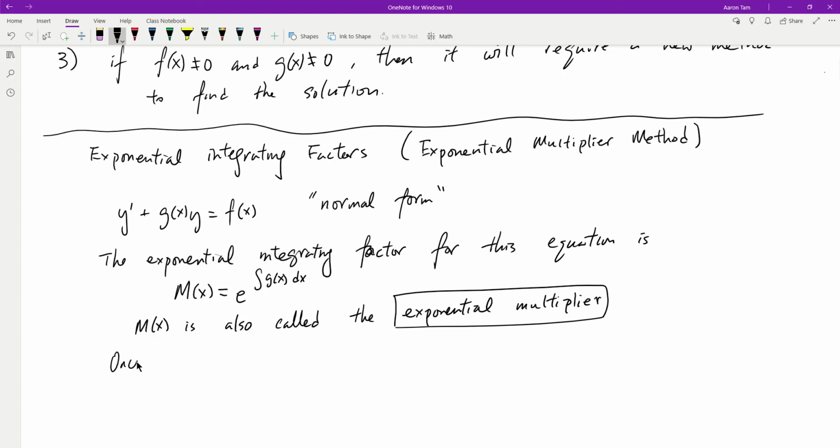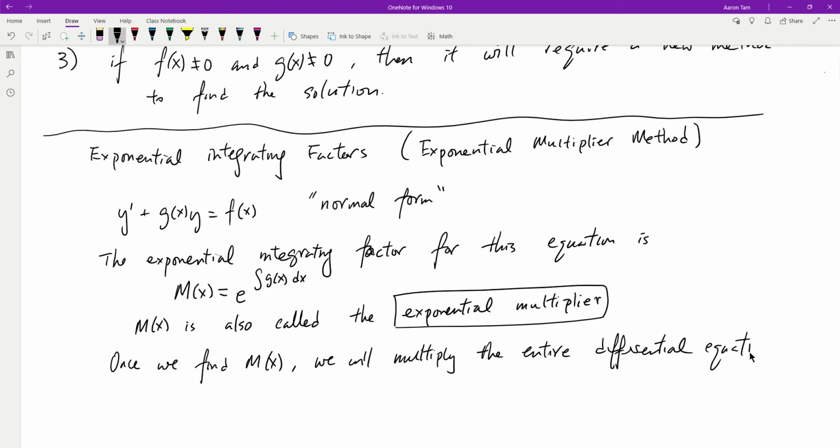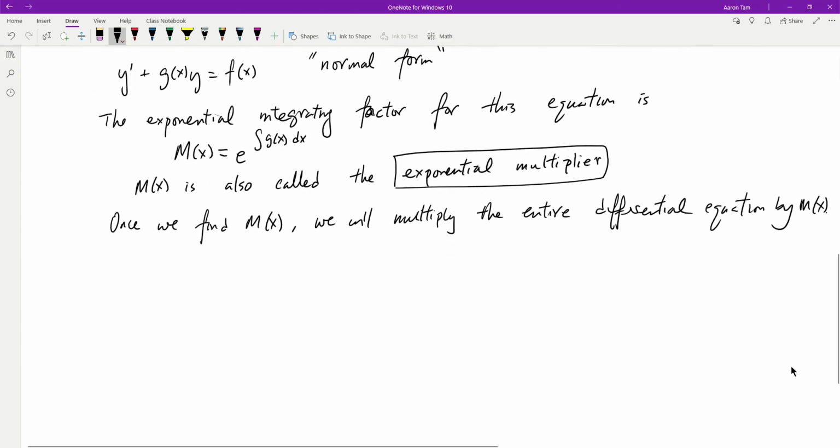So once we find m of x, we will multiply the entire differential equation by m of x. Now, it might seem like, wouldn't that make the equation more complicated after I multiply it by the exponential multiplier? And you are right. It actually does make it look complicated. But, of course, there's a reason why we do that. So let's see what happened here.